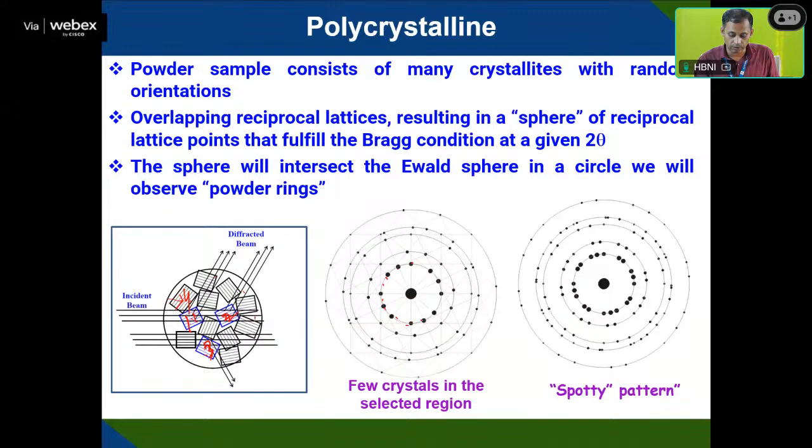So there will be many dots available there, and these dots fuse together to look like a ring pattern. So you can see the polycrystalline material. Different spots are observed, that is, there are n number of lattice crystals, so you'll get many diffraction spots.